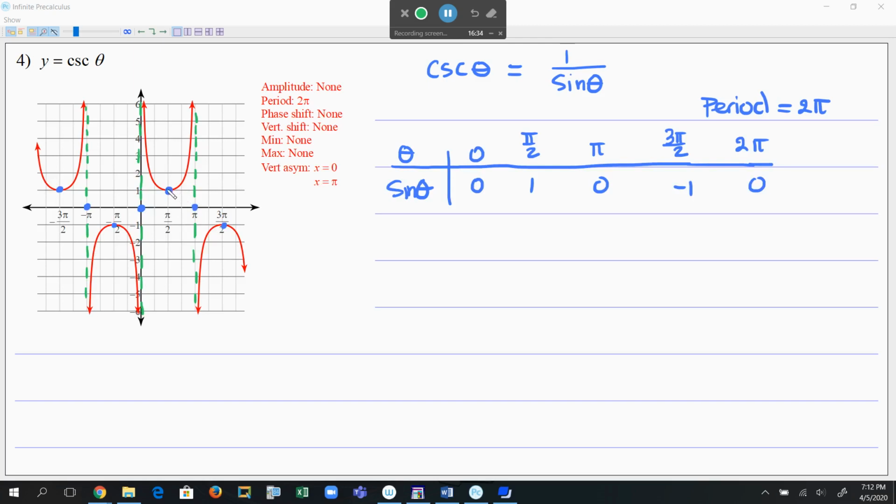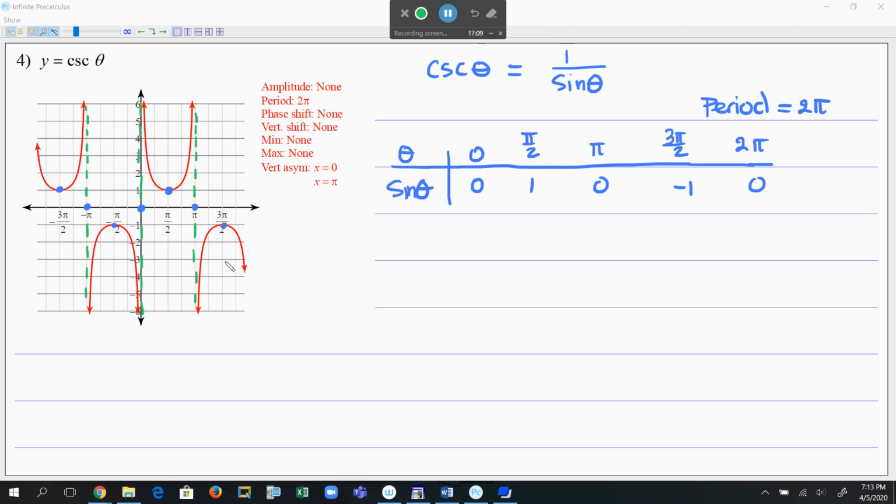You can see y equals 1 is the absolute maximum for the sine function. Now it becomes the local max for the cosecant function. Let's look at, for example, 3 pi over 2: y equals negative 1 is the minimum for the sine function. Now it becomes the local maximum for the cosecant function.